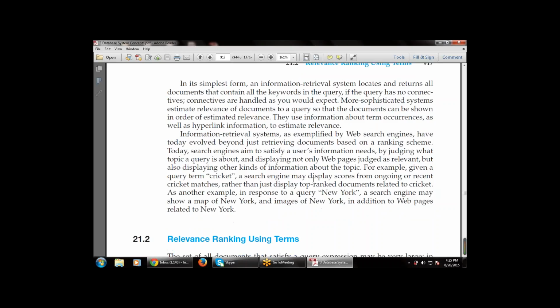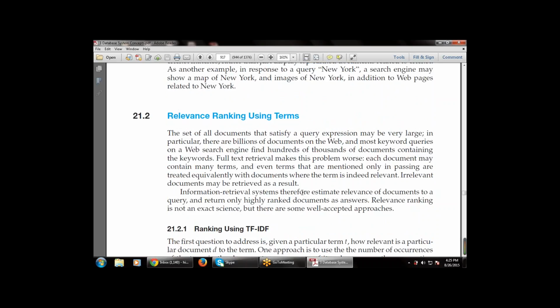Now next is relevance ranking using terms. So what is relevance ranking? Whatever relevance ranking system is available, it is used with the ranking terms.